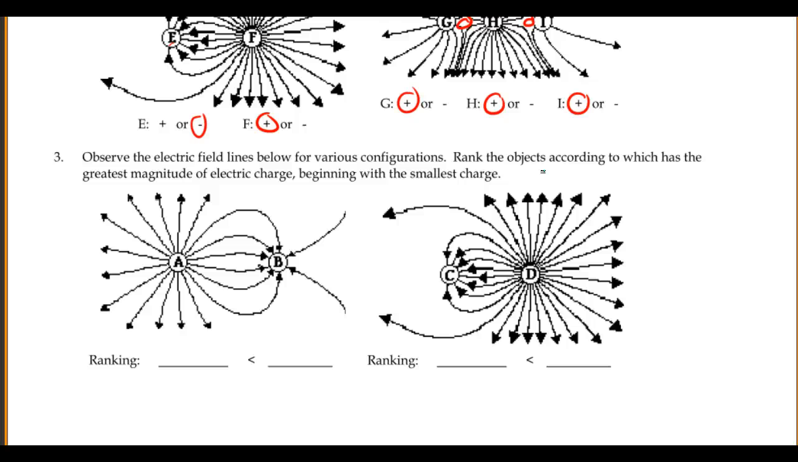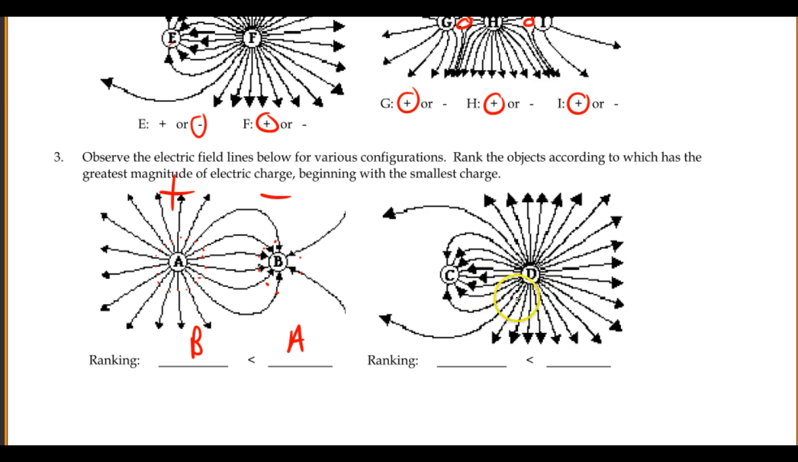So we're going to use that idea of the number of lines indicating the charge strength to rank these charges. So in A, we have 1, 2, 3, 4, 5, 6, 7, 8, 9, 10, 11, 12, 13, 14, 15, 16, 17, 18 lines emanating from A. And with B, it's 1, 2, 3, 4, 5, 6, 7, 8. So A is more than twice as strong as B. In terms of type of charge, A would be positive, B would be negative.